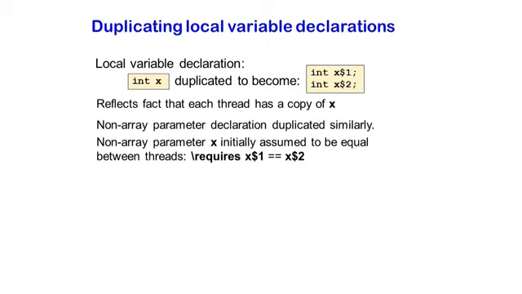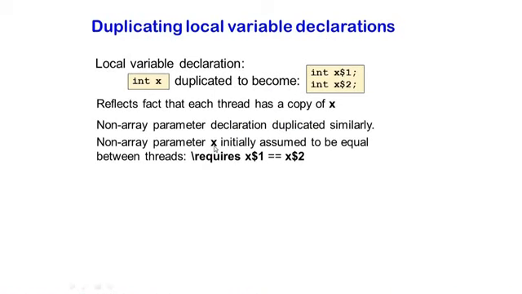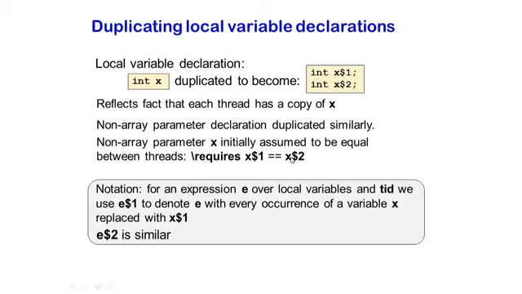A non-array parameter, like idx in our example, also gets duplicated because every thread has its own copy of the parameter, and although those will initially have the same value, it's possible for a thread to update its parameter if it wants to, and this update is a purely local update. But we need to record the fact that these parameters initially had the same value. So if x was a parameter, then we have 2 parameters, x$1 and x$2, and a precondition saying that these parameters are equal, so requires x$1 equals x$2.